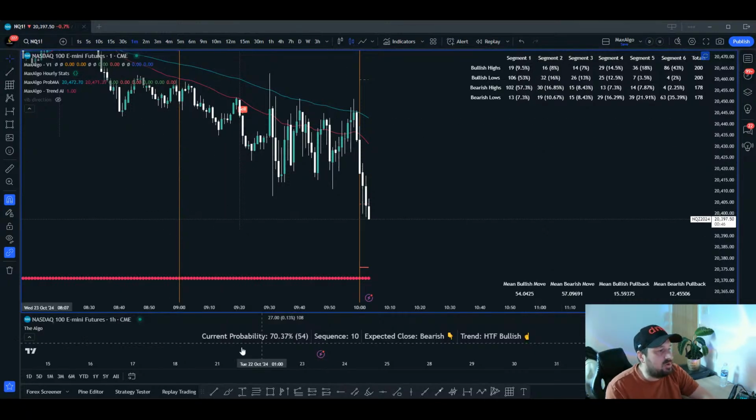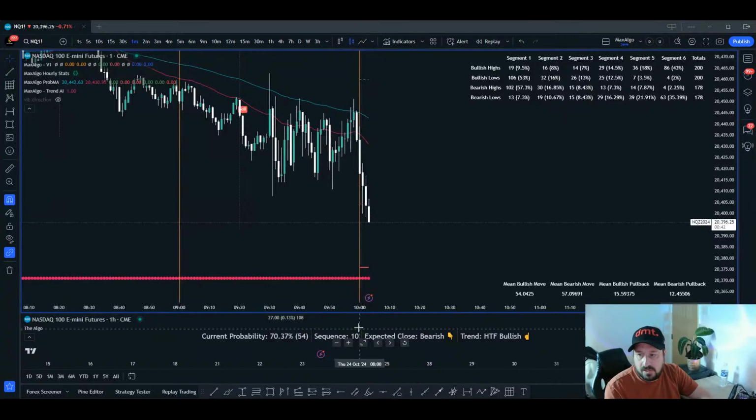So for example, this is done by the chart that you're on. That's why I have it as a separate window.